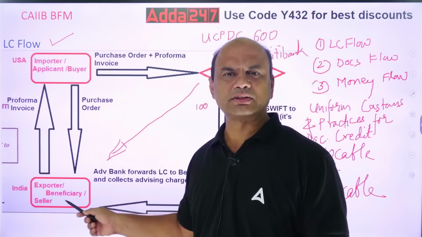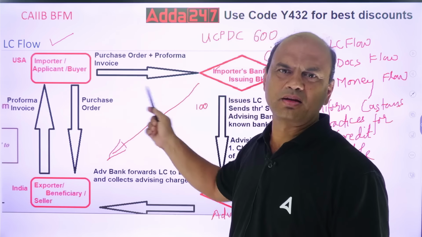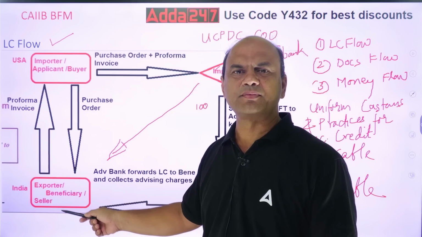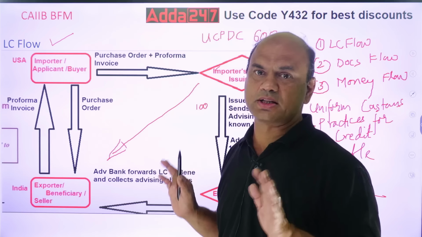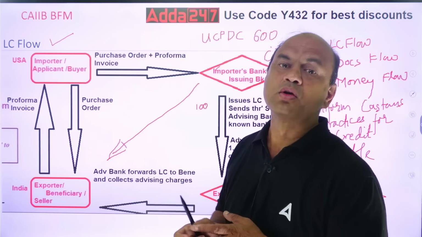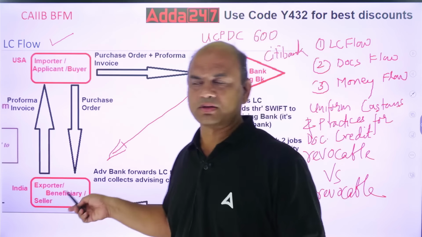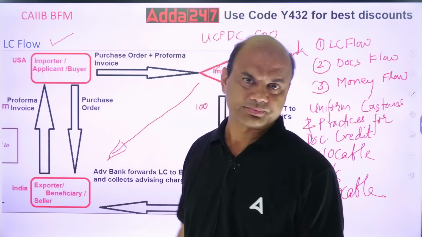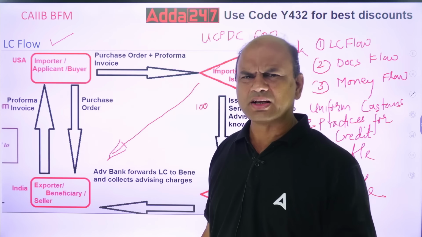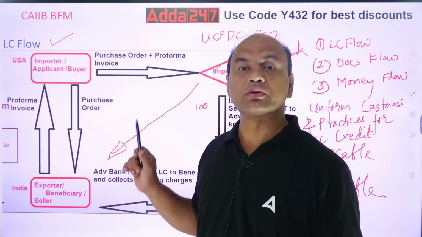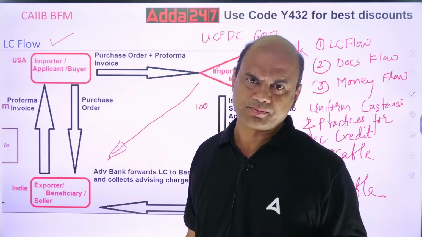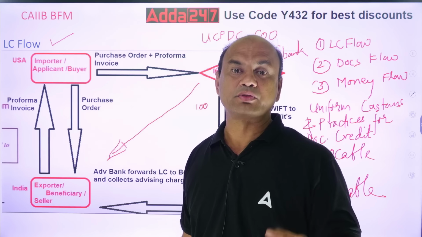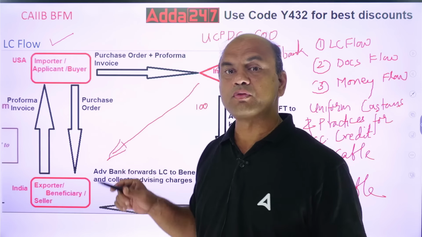This exporter says, I don't trust this buyer. Once he receives this LC, the exporter says, yes, now I am confident that the bank will pay. So now he will start production. Now let's say the same order is received, 1000 white chairs. Imagine 1000 white chairs with the logo of this buyer.